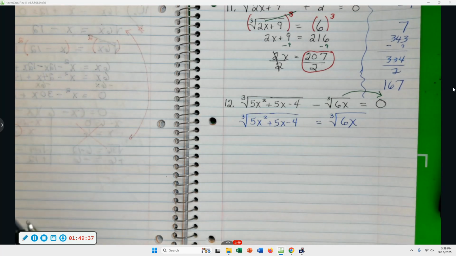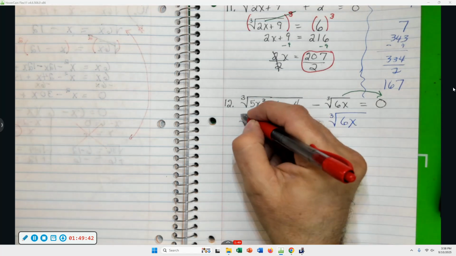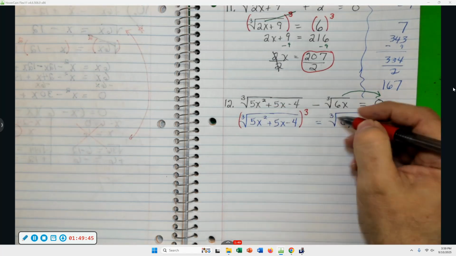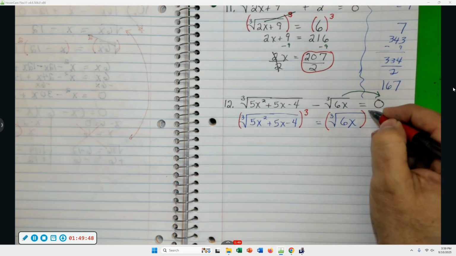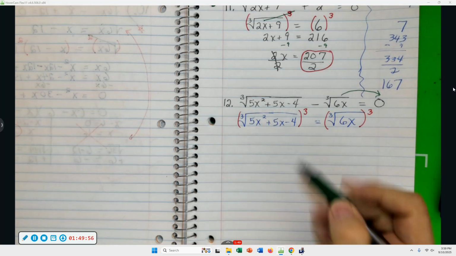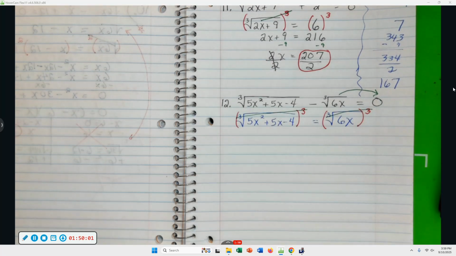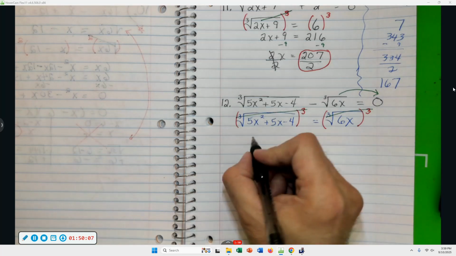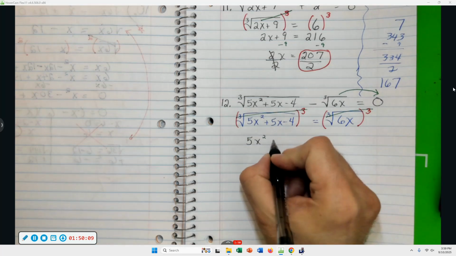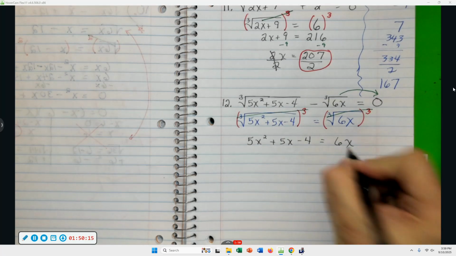Now since it's a cube root, I'm going to cube both sides. Do y'all see how nice this works out? It actually is easier than if there'd only been one radical, because otherwise you would pick up a 216x cubed. All that's going to happen is I'm just canceling out those cube roots. So we have 5x squared plus 5x minus 4 equals 6x.